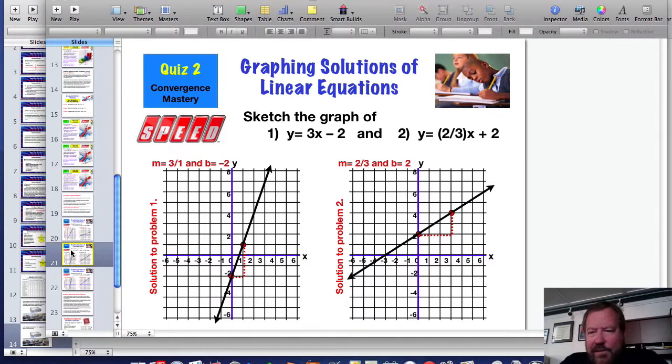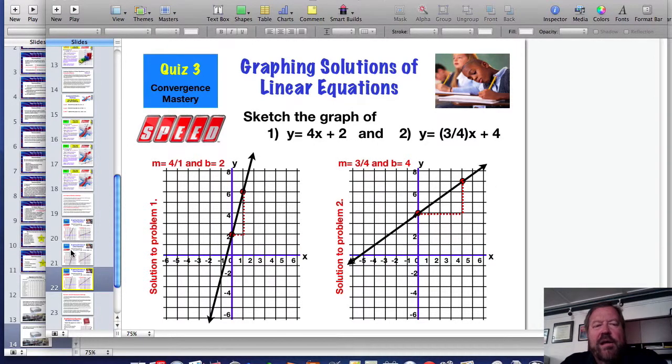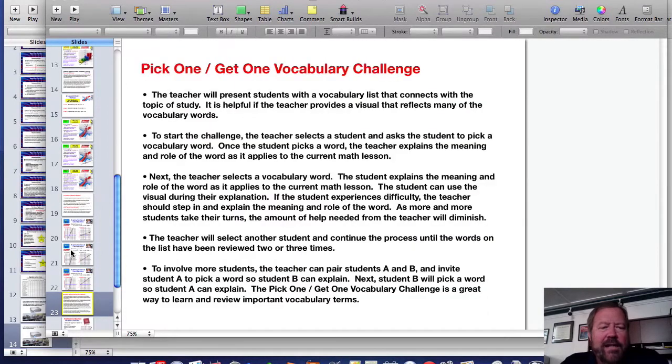So about 5 or 6 minutes to take the quiz, and then you evaluate kids' work. The ones who do it without error, they get their E for excellence, and they become coaches and help the kids who are still not there yet. And then notice we have a third quiz as well. So this is the procedure for doing convergence mastery. That's the strategy, and it's a really great way to help kids become masterful at a math skill. All right, let's move forward.